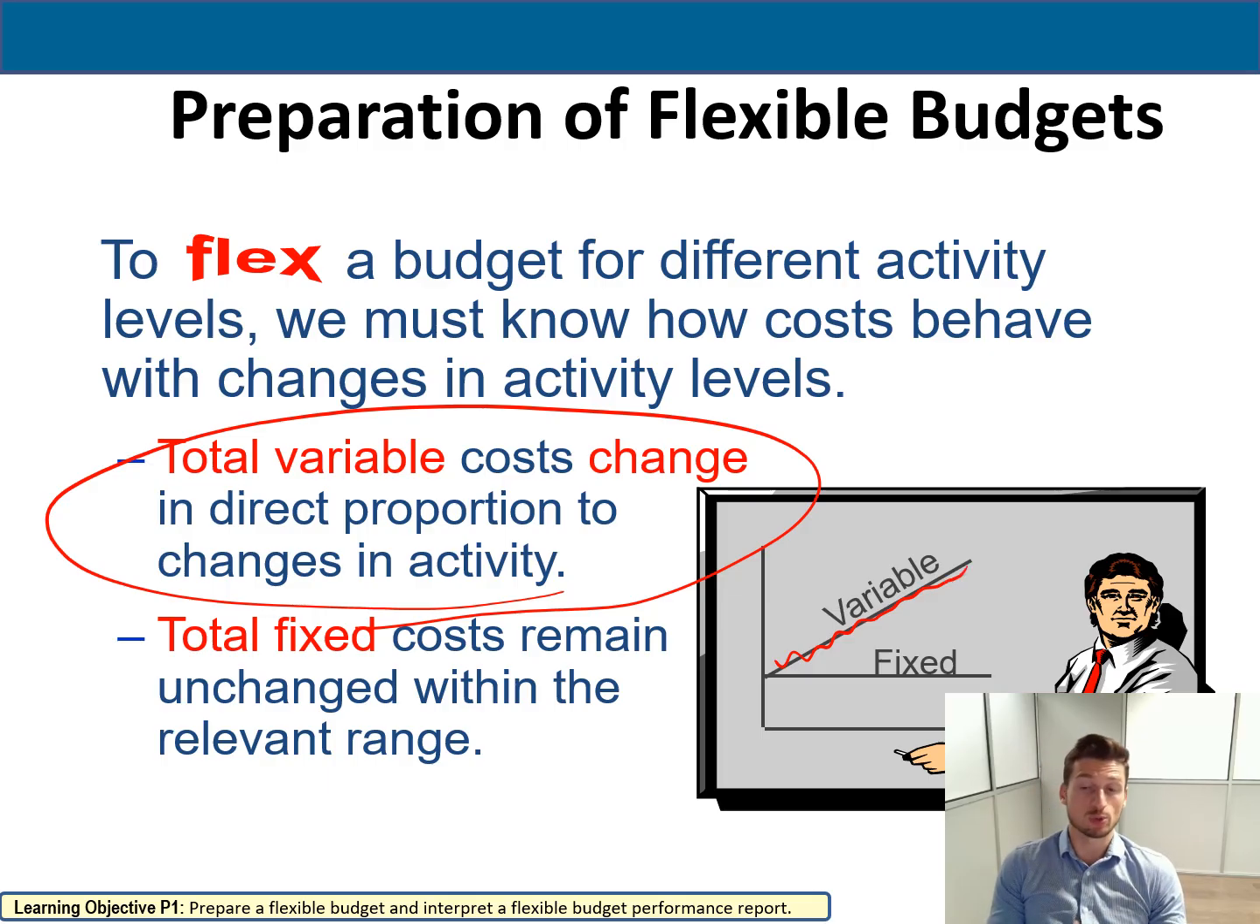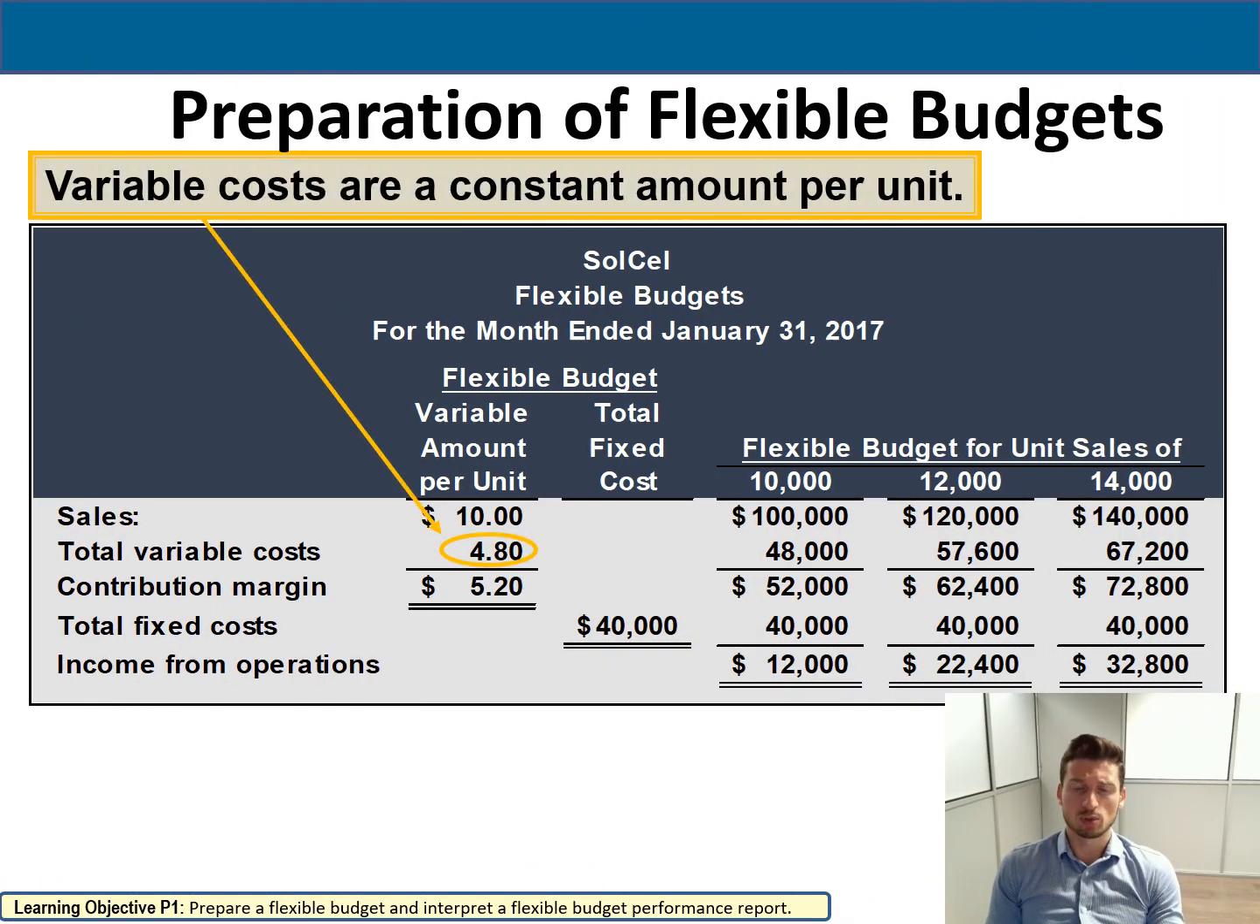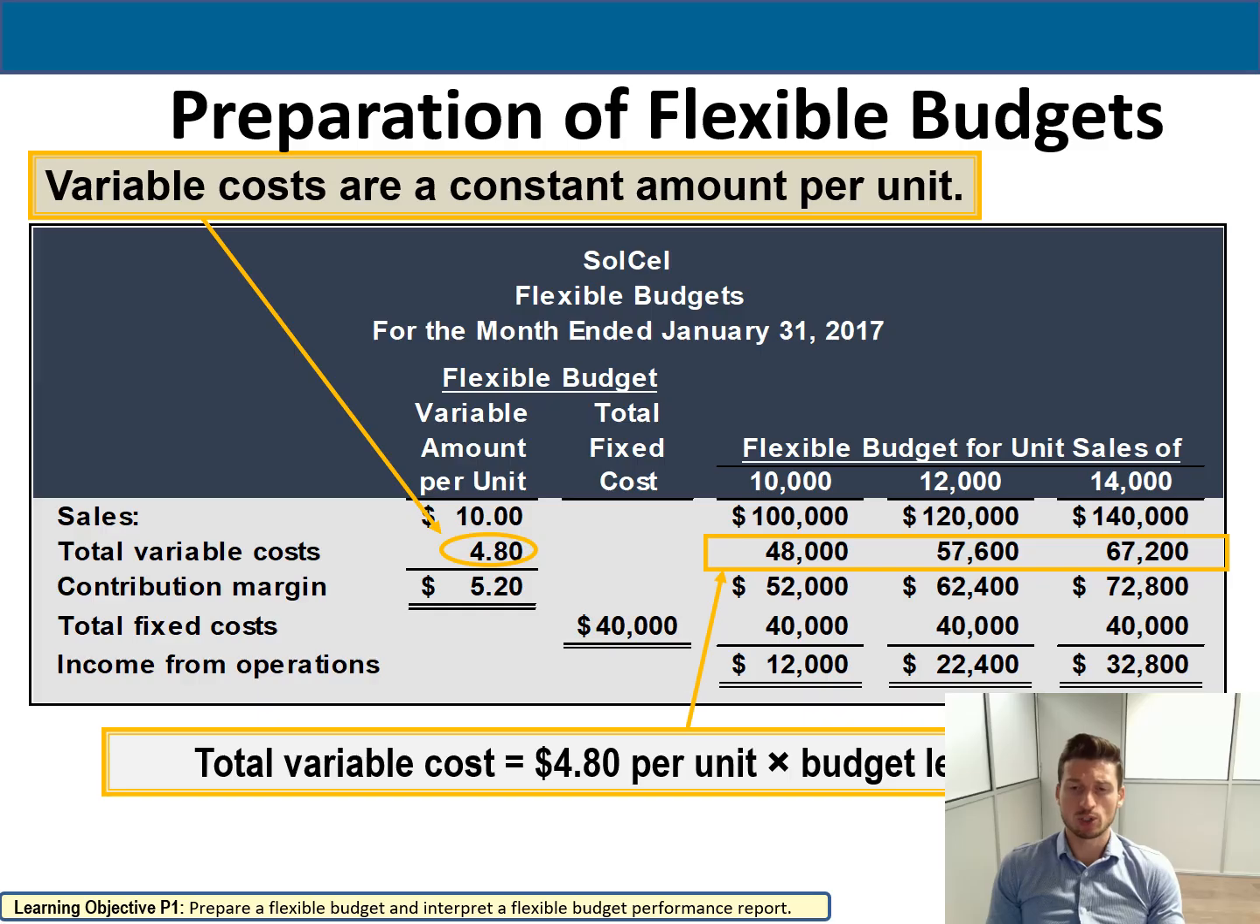If I pay rent of 10,000, within the relevant range it stays the same. It will always be 10,000. It doesn't matter if I produce 10,000 products, 12, 14, 16, 18, or 20. Okay? So here you have a small flexible budget, and we're going to talk about it.